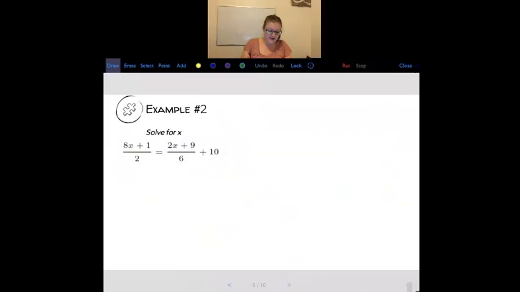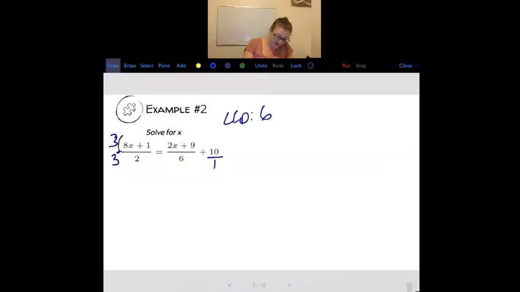Next, solve for x. 8x plus 1 over 2 equals 2x plus 9 over 6 plus 10. Again, I'm going to put the 10 over 1, so I'm just dealing with all fractions. Our least common denominator between 2, 6, and 1 is 6. So you look, what do I have to multiply 2 by to get to 6? If you have to multiply 2 by 3, we're going to multiply the numerator by 3 as well.